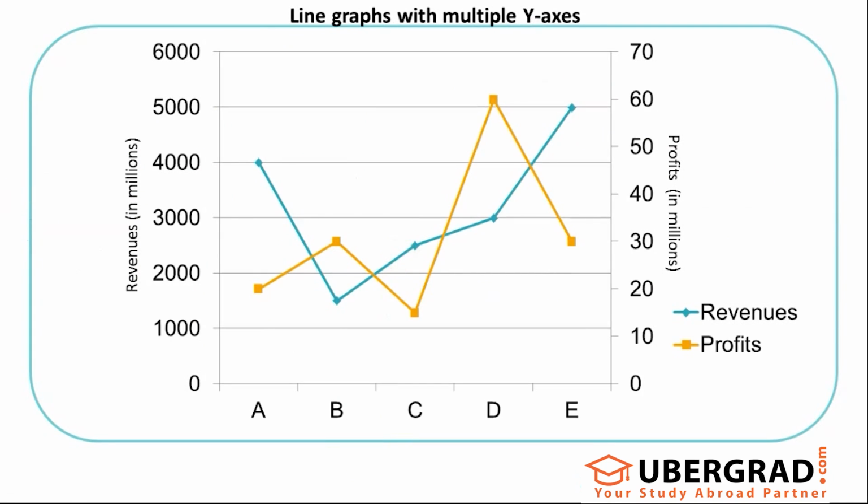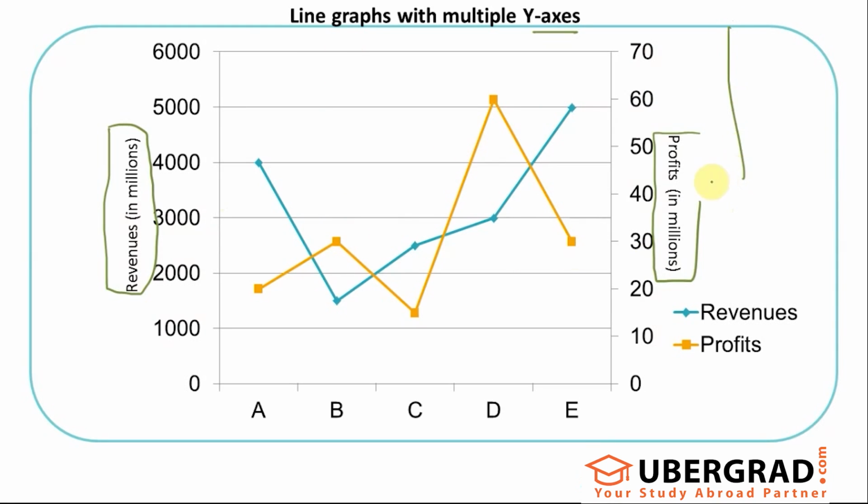Sometimes what happens is you see a variant like this, the line graph with multiple y-axes. You see here revenues in millions, and this is profits in millions. Why am I seeing two y-axes? You see the values 1000, 2000, 3000 are much larger than 10, 20, 30 millions. So how can I plot them on one y-axis, right?